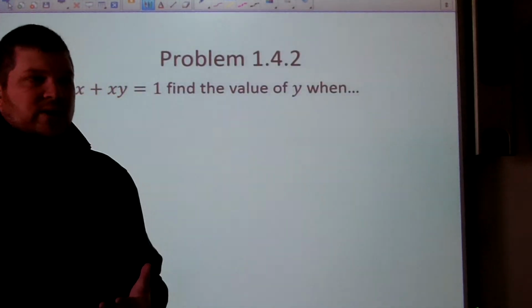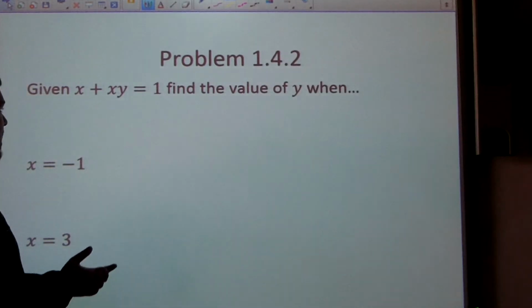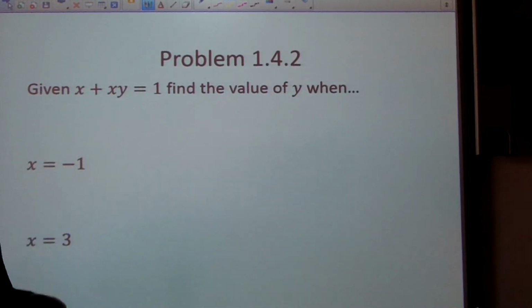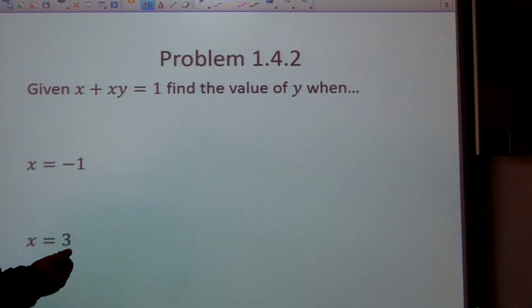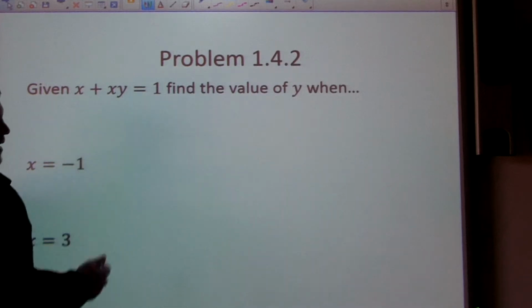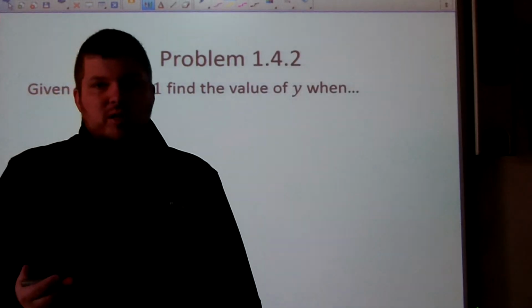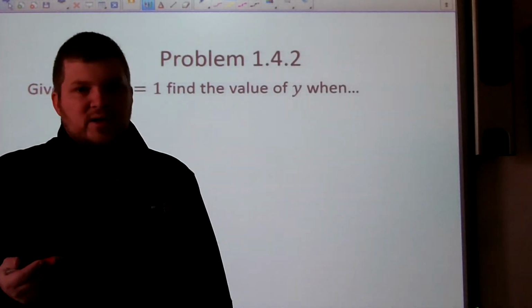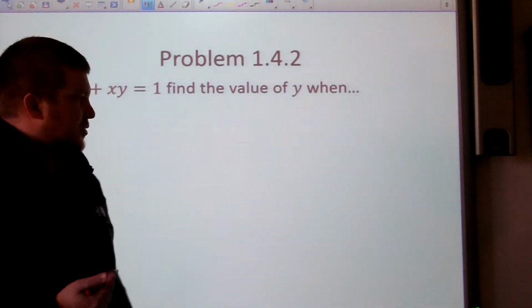Now here we want to find the value of y and then plug in these specific values. So I'm going to first solve this equation for y. Okay, well, what I want to do first is factor out an x. Now, if factoring is a little bit forgotten for you, you need to go back and check that out. That's the most important thing.